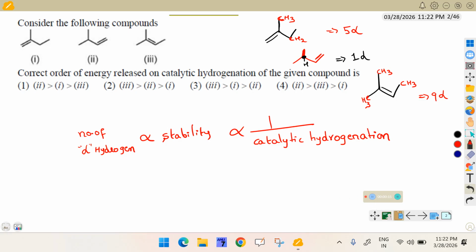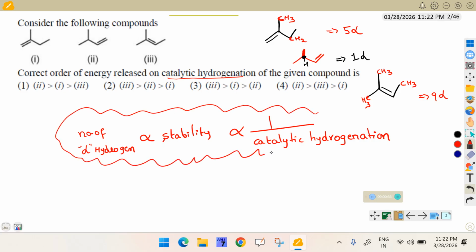Consider the following compounds. The correct order of energy released on catalytic hydrogenation of the given compounds is. Given alkenes are given, the stability of alkene is directly proportional to the number of alpha hydrogen atoms and it is inversely proportional to catalytic hydrogenation.